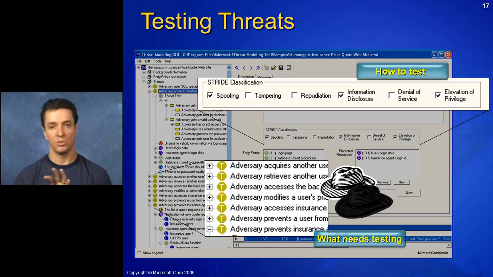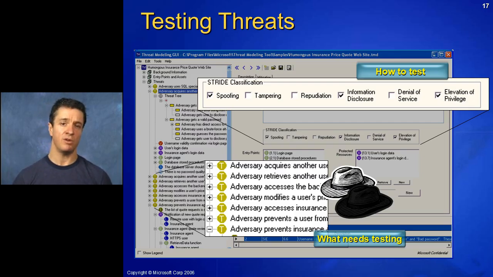And there's black hat tests and white hat tests. So white hat tests are proving the defenses work, and black hat testing is proving they don't, and that's actually a lot more fun. But the next thing is, so how do you do these tests? Well, it's all dependent upon the actual threat type.